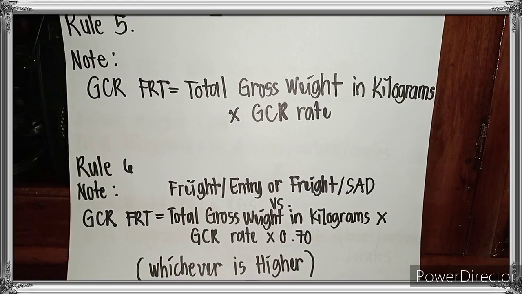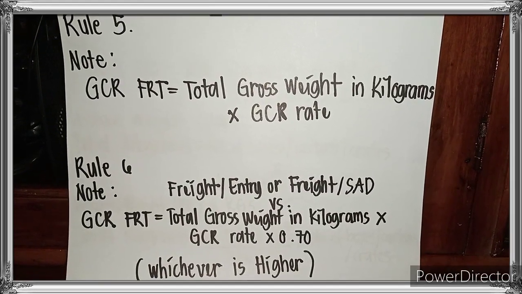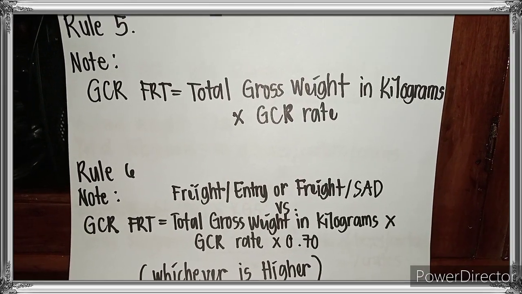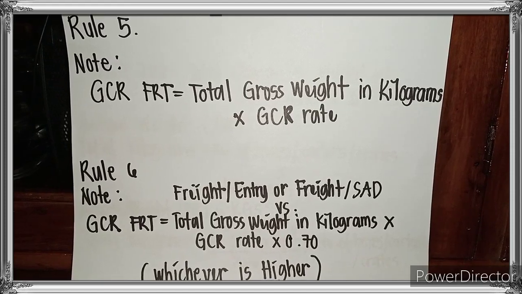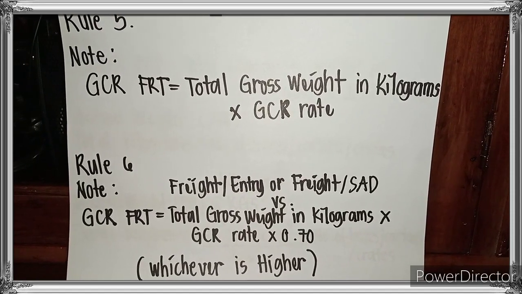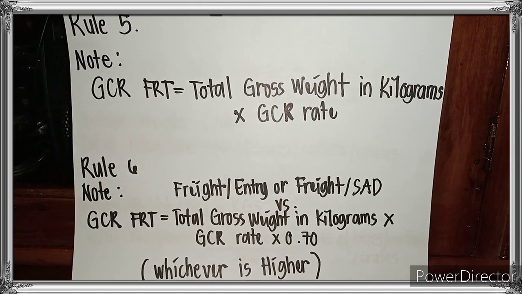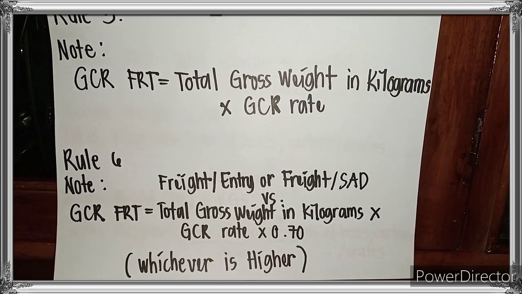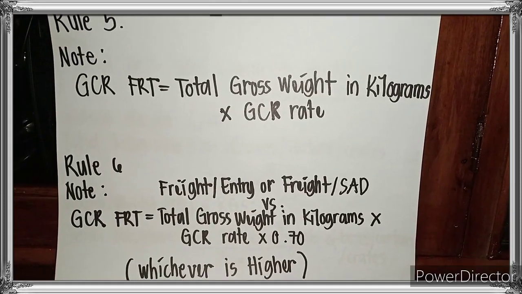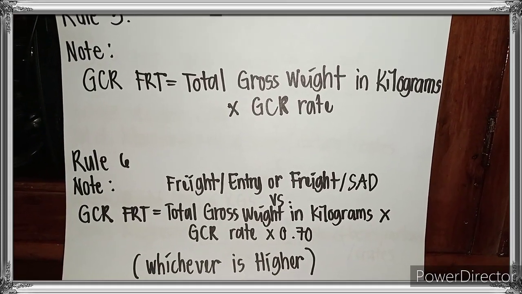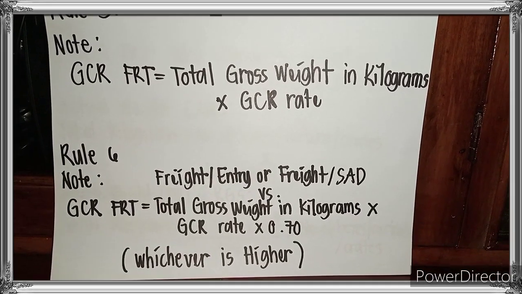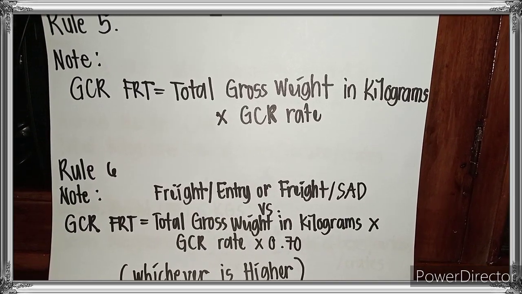Rule 5 in freight rate. In computing freight, if no freight charges are declared on the entry, then freight charges shall be based on the gross conference rate, or GCR, for sea, which shall be the dutiable freight. Take note that GCR freight is equal to total gross weight in kilograms times the GCR rate.